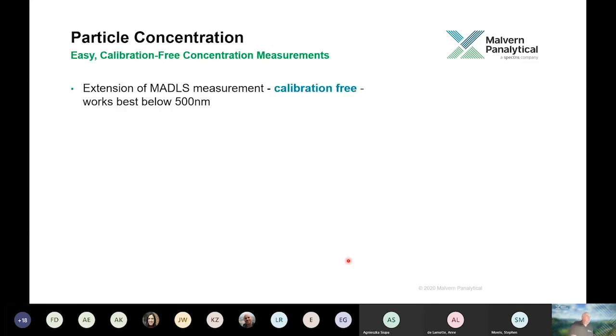Now we come on to particle concentration. So this is an extension of MADLS. Basically, we've done all the hard work in MADLS. We've combined the information obtained from the three angles. We've got an angular independent size distribution. And now we can extend the Mie theory that we've used to do it to obtain quantitative information. So it's an extension of MADLS. It's calibration free. We don't need to calibrate the measurement, but it works best below 0.5 micron, 500 nanometers.